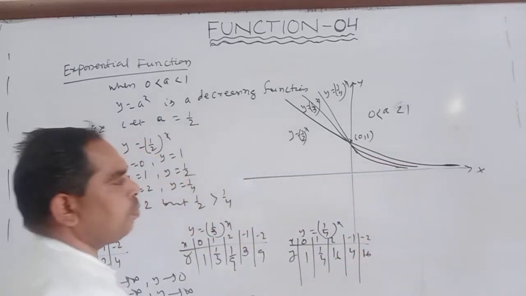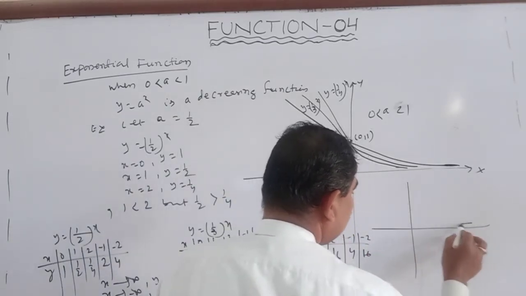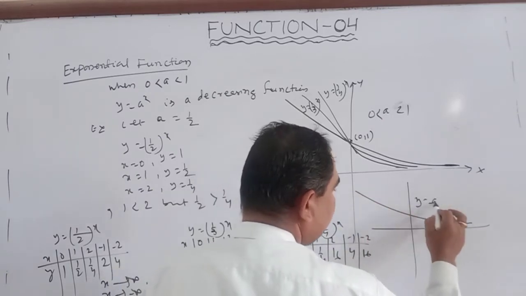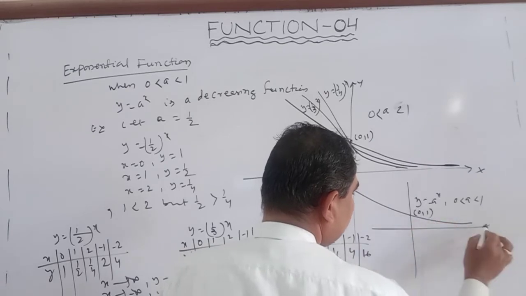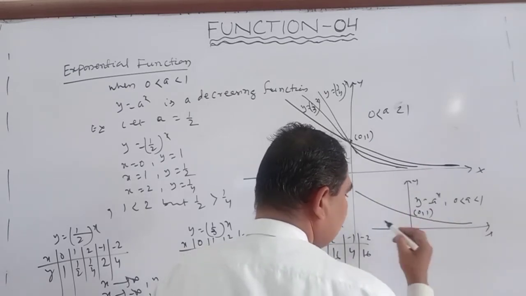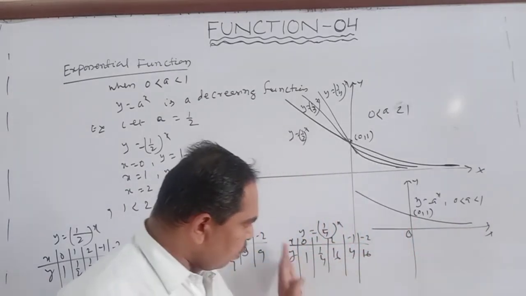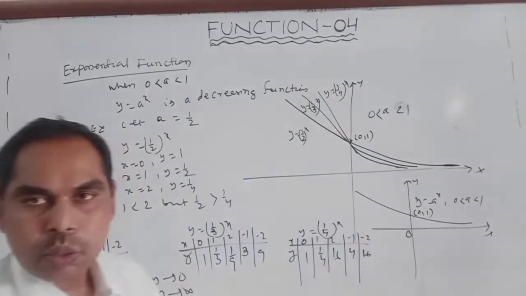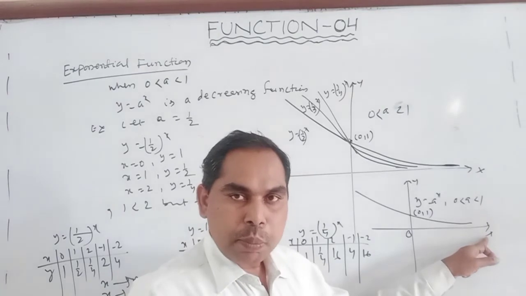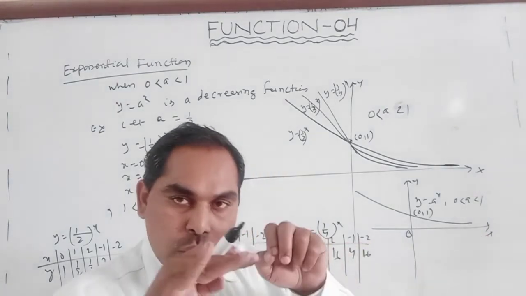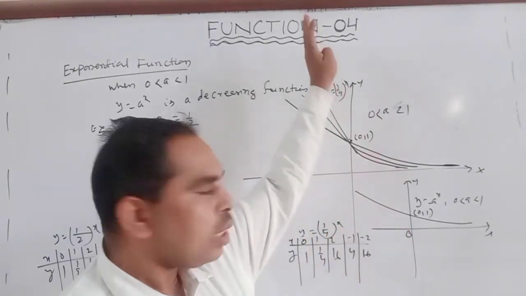So this is the exponential function of the type y is equal to a to power x, when 0 less than a less than 1. This point is (0, 1), this is x, this is y. When x approaches infinity, y tends to 0. When x approaches minus infinity, y tends to plus infinity.